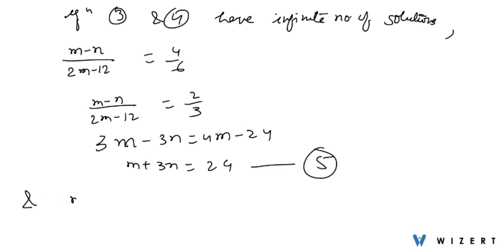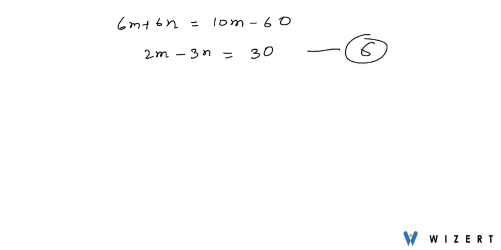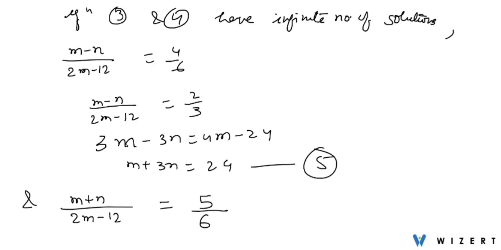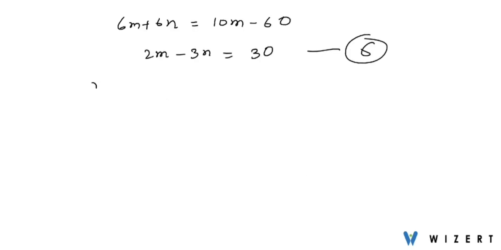Now m plus n by 2m minus 12. This is the coefficient of y we are equating. So if we simplify, we'll get this relation. Or further simplifying, the final equation in m and n we'll get, this sixth equation. Now let us add equation 5 and 6.